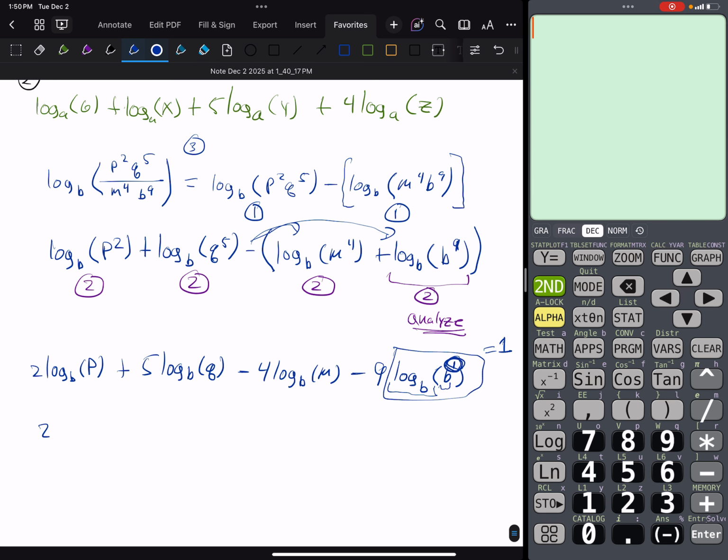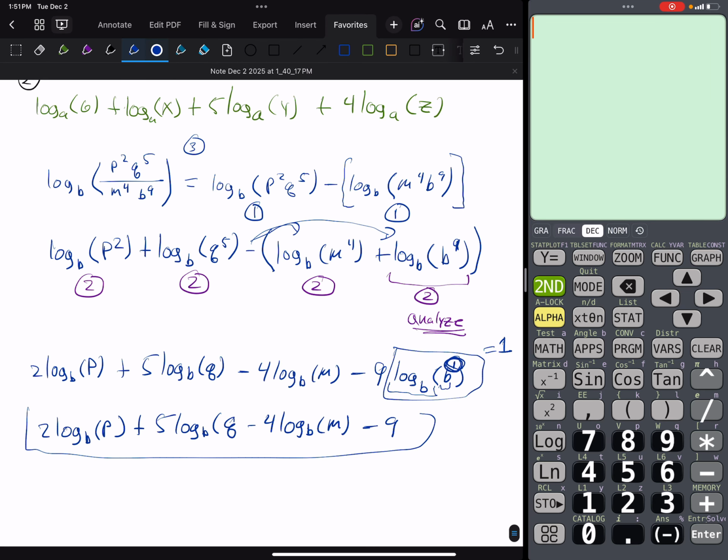And so my answer here is going to be 2 log base b of p plus 5 log base b of q minus 4 log base b of m minus 9. It's a little bit tricky because that last log term goes away and just becomes a constant because I have a log base b of b.